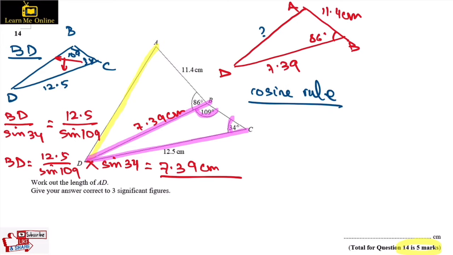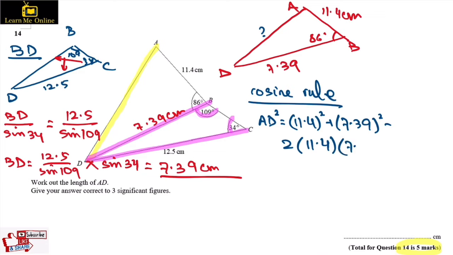Now, we're going to use the cosine rule to find AD squared. The other lengths, you square and add them together. So, 11.4 squared plus 7.39 squared. Then you do minus 2 times 11.4 times 7.39 times cos, and whatever length you're finding, like AD, the angle would be the opposite of that, which is 86 here.